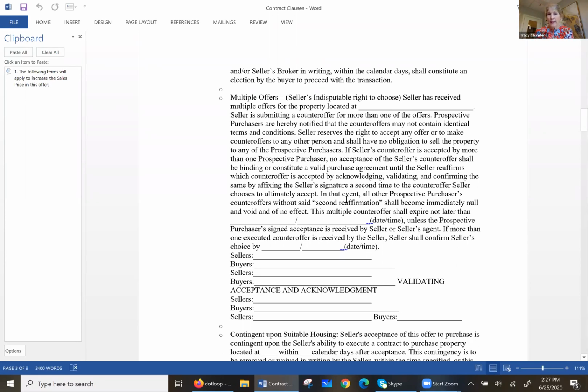It's their indisputable right to choose. So like I said, that's something we typically don't use, but it doesn't mean that you can't use it. And you have to reconfirm with the offer that you do decide. So maybe I have 3 offers out there, then I have to reconfirm in writing, like, hey, number 2, you're the winner.